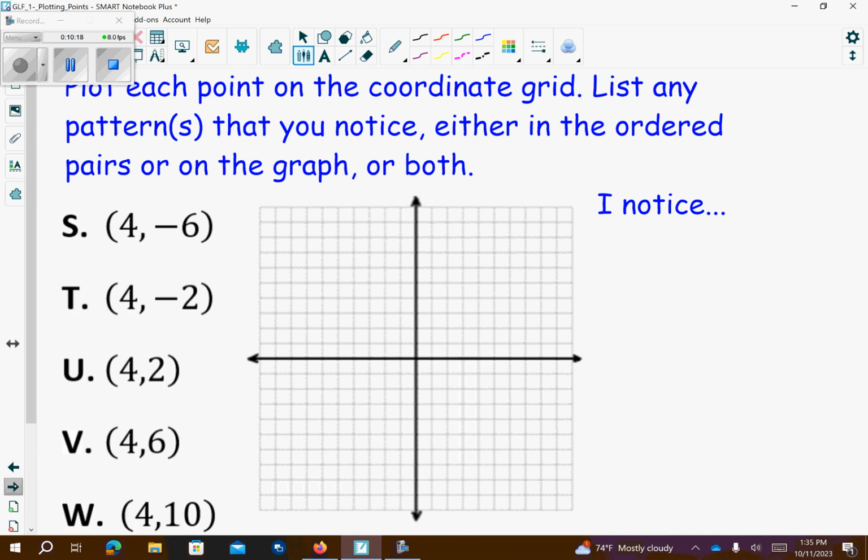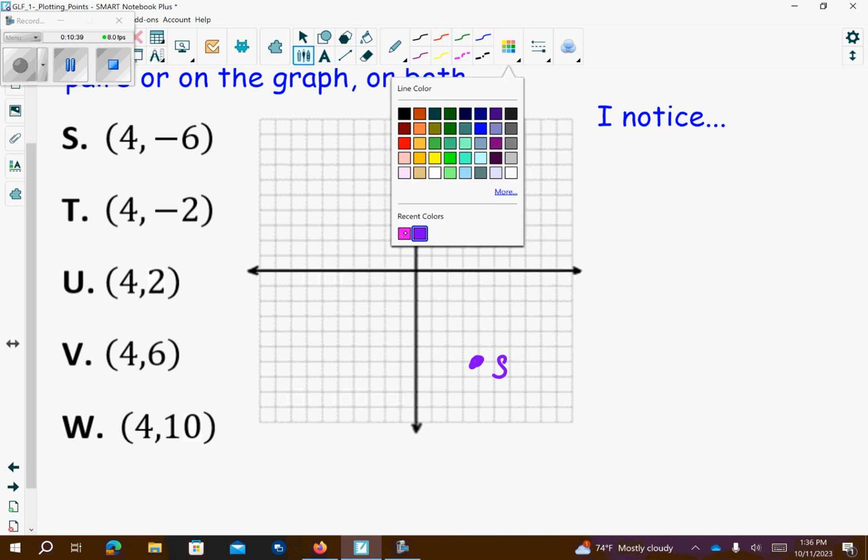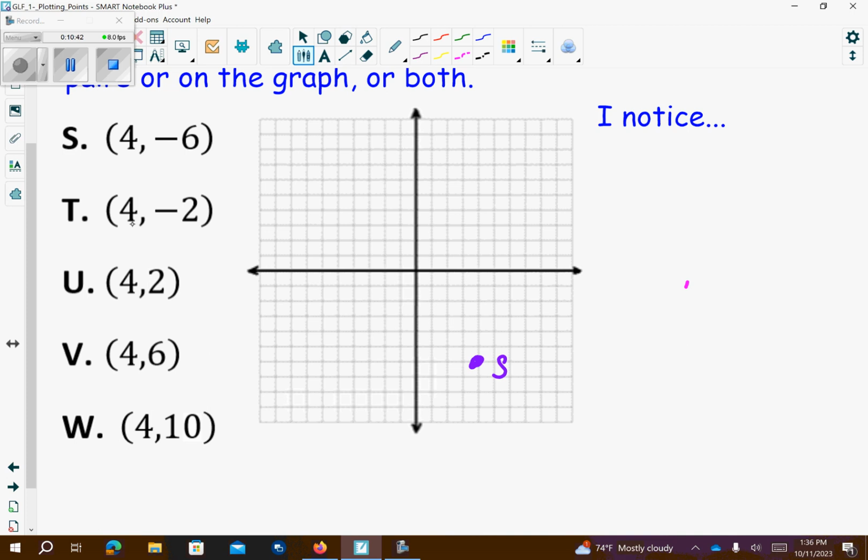Now let's go to the last one on the bottom of page 104. Let's see if we get anything out of this. So I'm going to go right 4, down 6. 1, 2, 3, 4, down 6. 1, 2, 3, 4, 5, 6. That's an S. I'm going to go right 4. 1, 2, 3, 4, and down 2. That's a T.